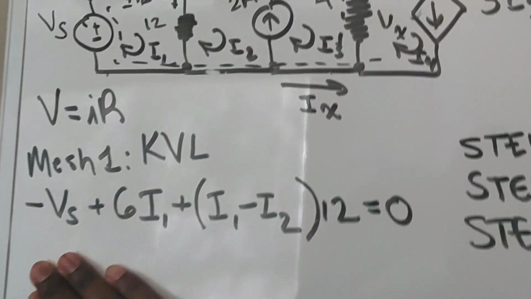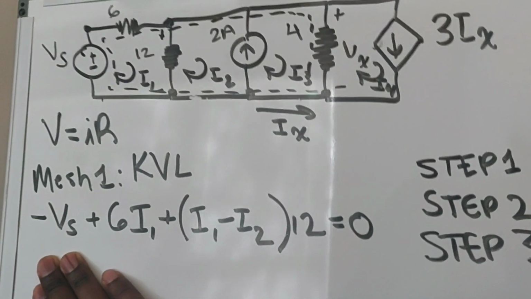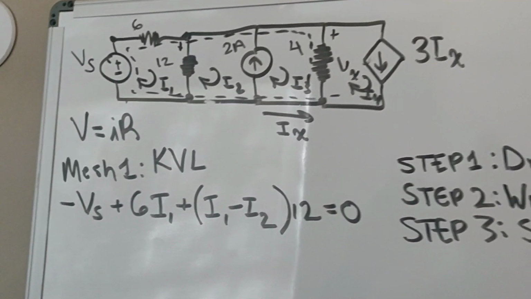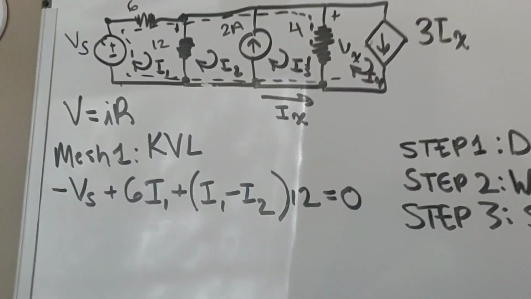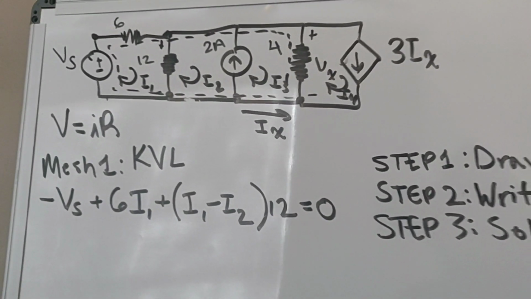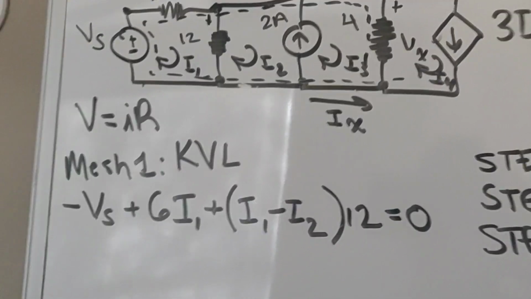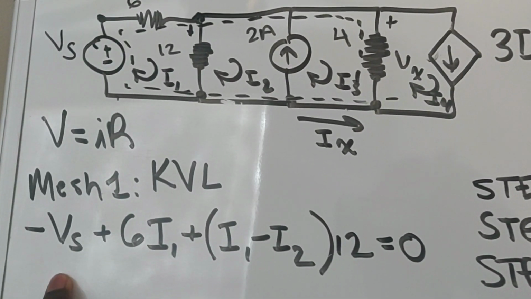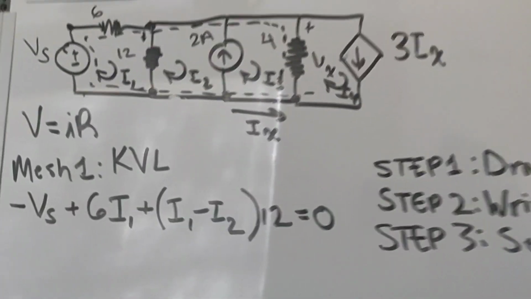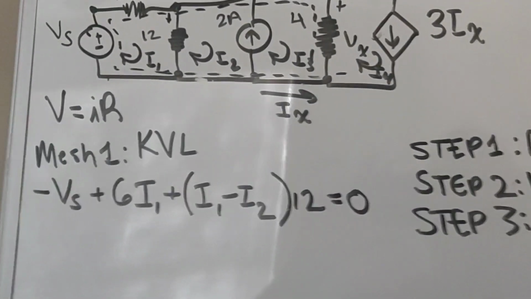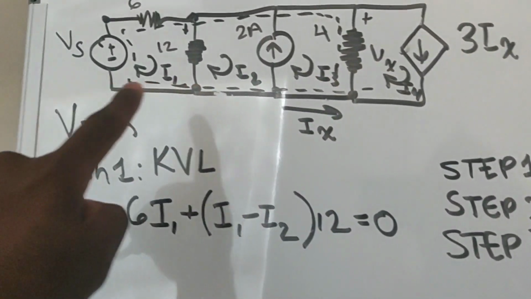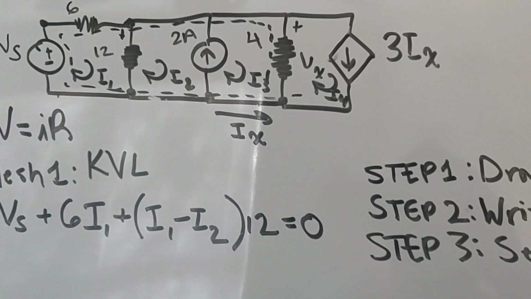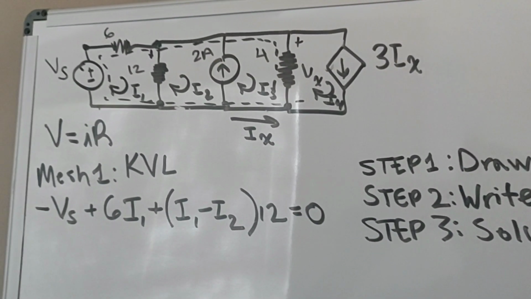I have an unknown here in this equation of Vs, and I like to solve a system of equations. So in order for me to solve a system of equations, I need another equation with this unknown Vs in it, right? So I extended my super mesh to this closed loop right here. And I'm going to show you how to write that super mesh right now.